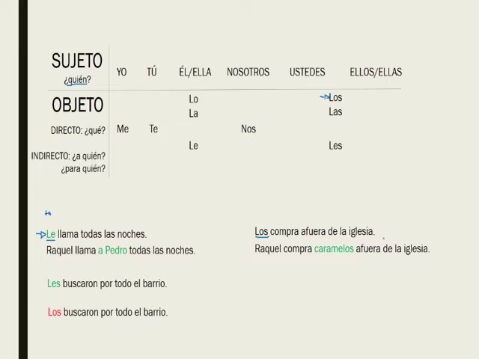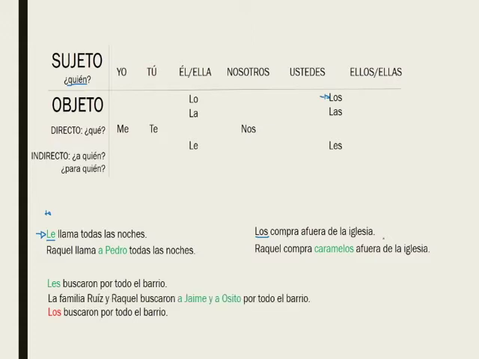So I'm going to give you this other example. Les buscaron por todo el barrio, or los buscaron por todo el barrio. Now, this can be a little confusing because, as I told you yesterday, we don't follow the rules completely when we speak. The language tends to be used the way it's easier for people that speak it.